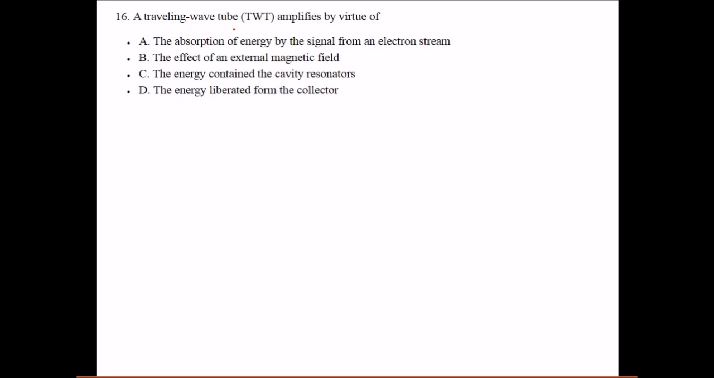A travelling wave tube amplifies by virtue of what? It is by the absorption of energy by the signal from an electron stream. Right? The electron stream has energy, and the signal absorbs that energy.